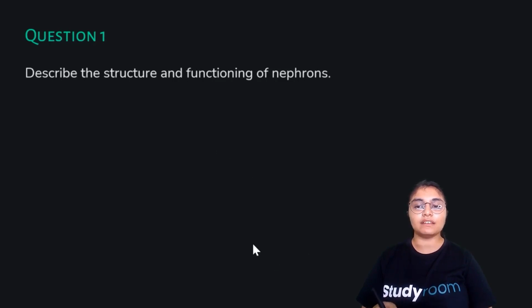And also, what are the functions? The functioning of nephrons is very easy. There is a selective reabsorption and secretion of substances that happens in nephrons. So this is basically the function of nephrons.